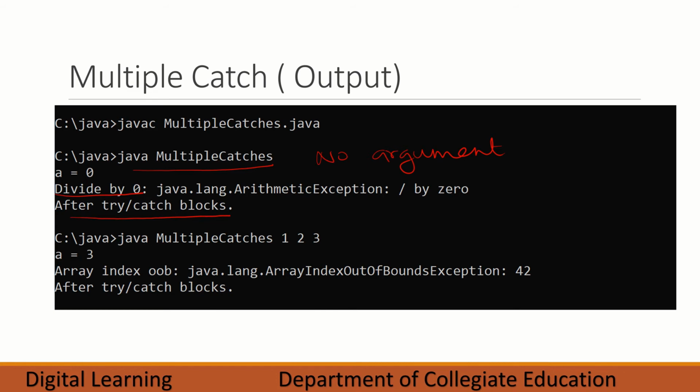Now in the second case, we have three inputs, 1, 2, 3. This we call command line arguments. So we have taken three command line arguments, meaning A is equal to 3. So it will not go to the divide by 0 exception. The control will come to the next exception, that is array index out of bounds exception, and it is displaying the value as 42. Now also you can notice that the statement after try and catch is always executed.